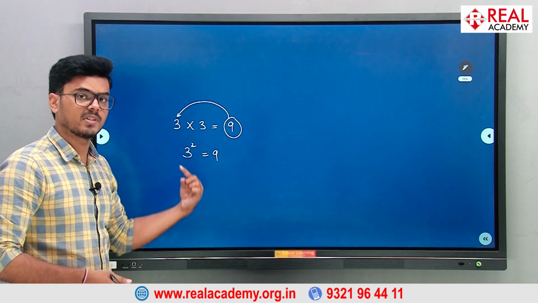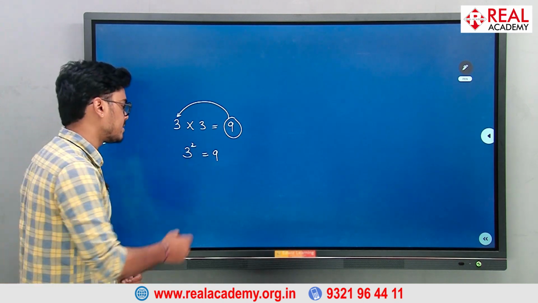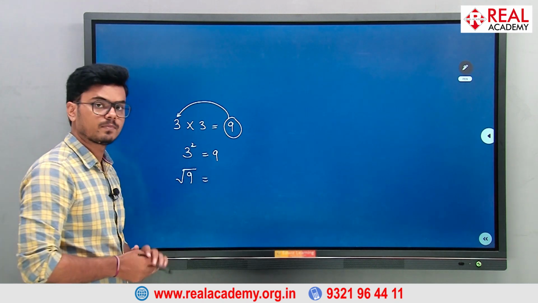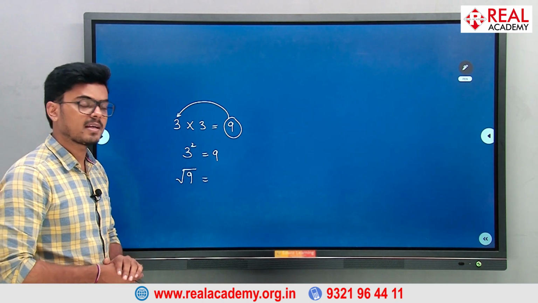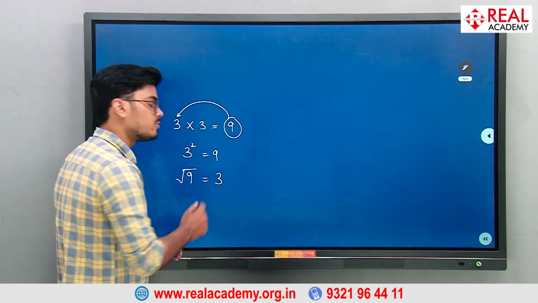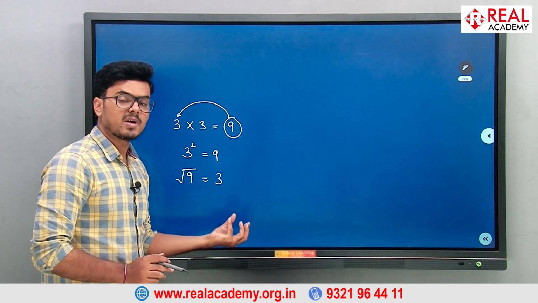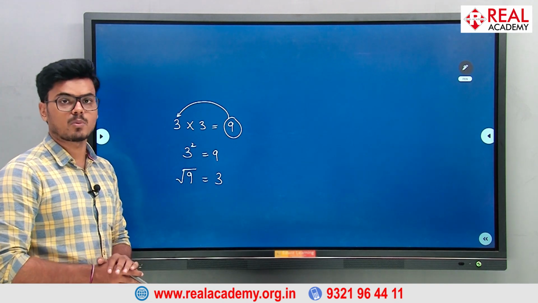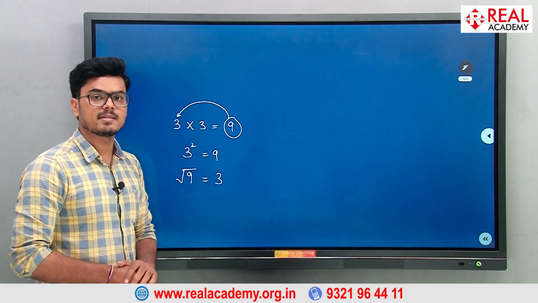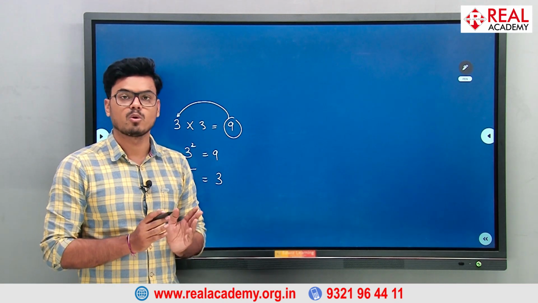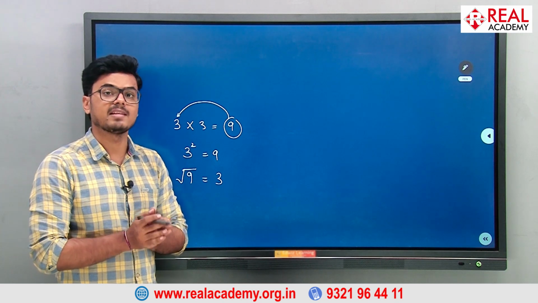And the reverse of this process, from 9, if I am trying to find the root, the square root of 9, that is 3. The word root literally means to find the number which is at the root of its square. So the square root of 9 is 3. So we are going to see the different methods to find the square root of any number.